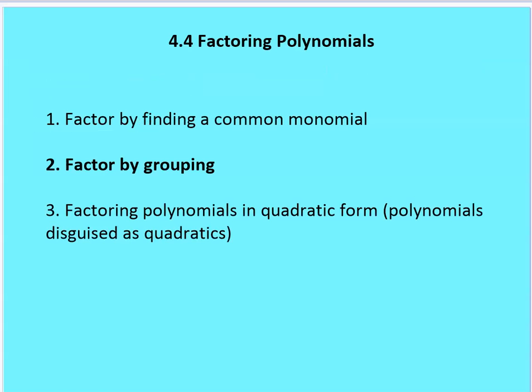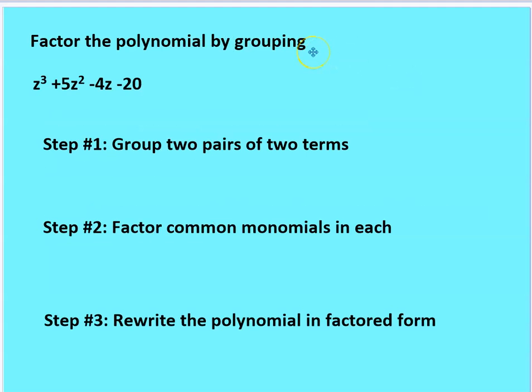Okay, so the next thing we're going to do is factor by grouping. So let's talk about how that's going to work out. All right, so factoring by grouping. The first thing we're going to do is group two pairs of two terms, typically first and second and third and fourth. Sometimes we can also do first and third and second and fourth, but generally not first and fourth and second and third.